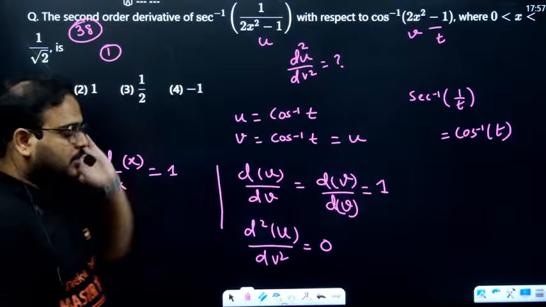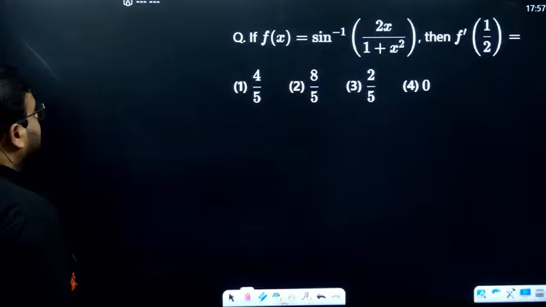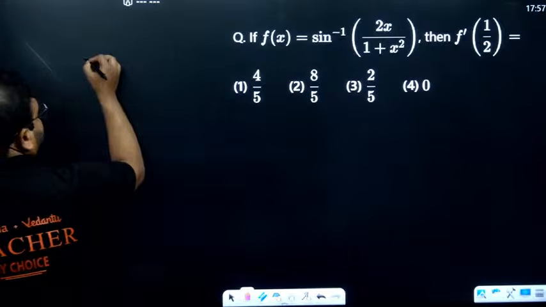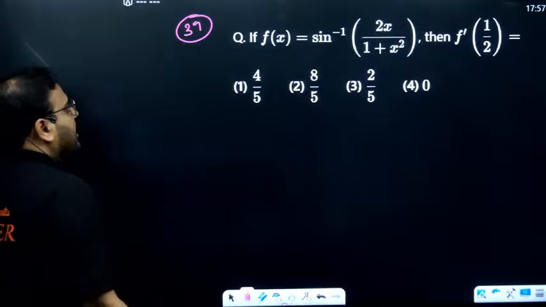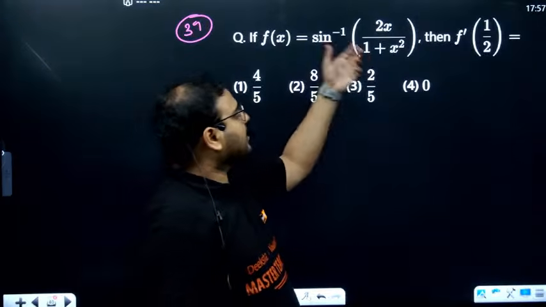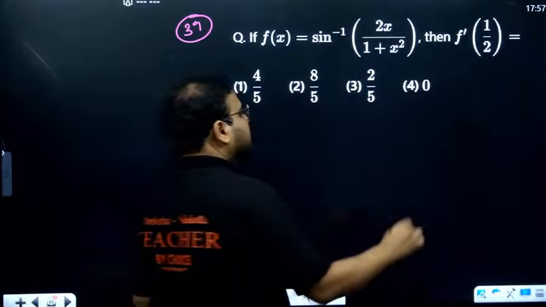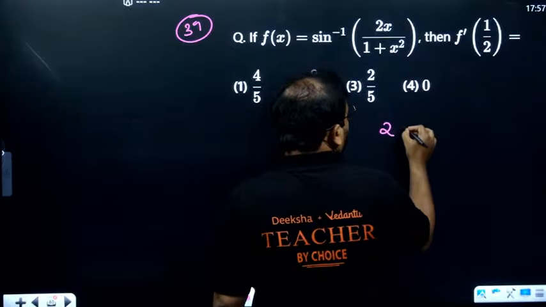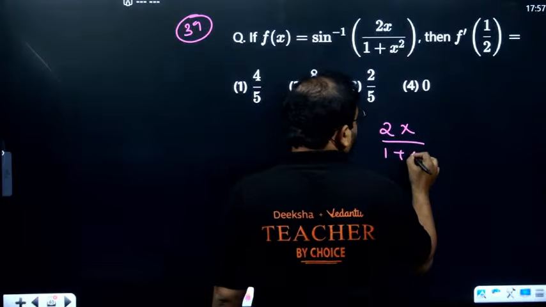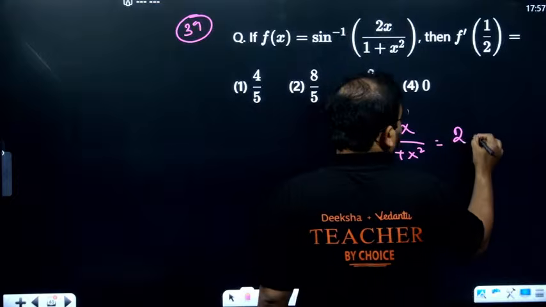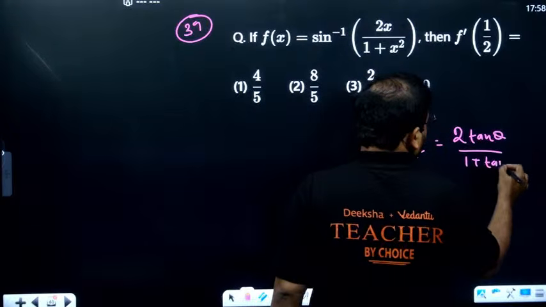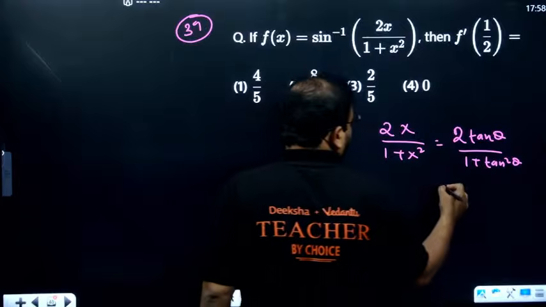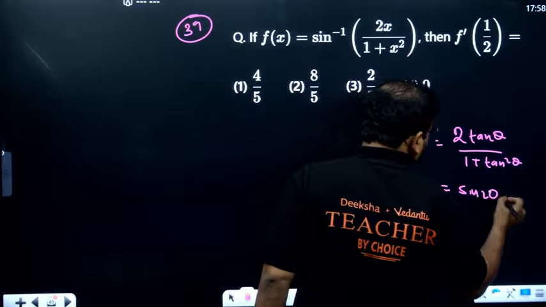So question number 38 is done. This was such an easy problem. Now we have some calculative questions. 39. f(x) is sine inverse of 2x upon 1 plus x square. I always request all of my students, please remember a few forms. 2x upon 1 plus x square resembles 2 tan theta upon 1 plus tan square theta. This is nothing but your formula for sine 2 theta.